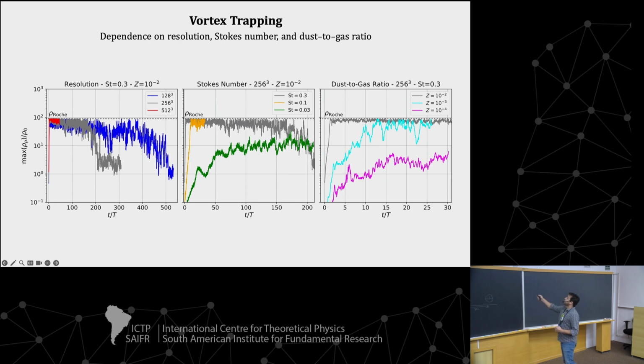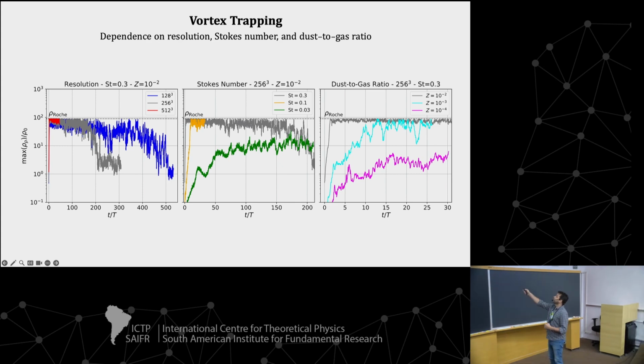And more importantly here, in this last plot, we changed the metallicity. So from solar metallicity, 10 to the minus 2, which is the gray line, to 10 to the minus 3, so 10 times less metals than the sun. That is the cyan line. The vortex itself is able to concentrate these dust grains to achieve direct gravitational collapse.